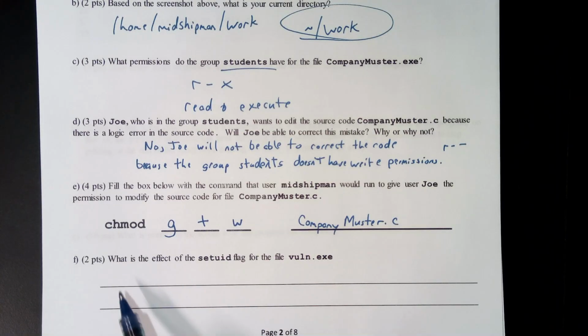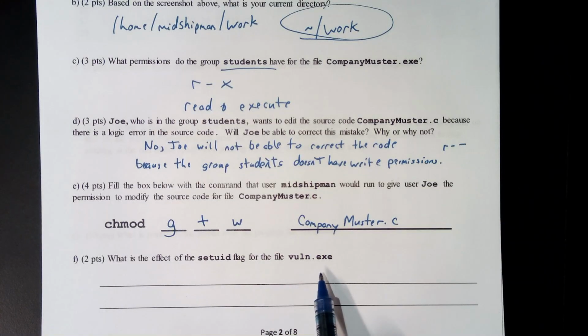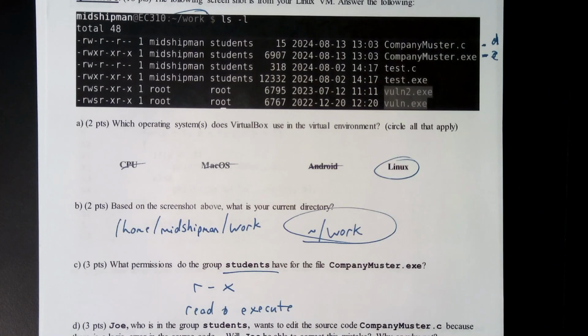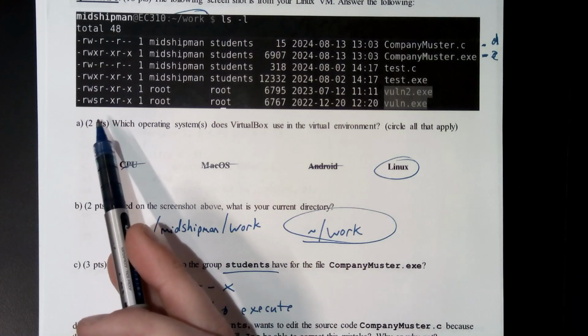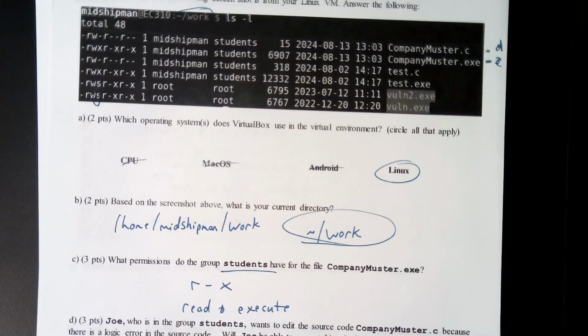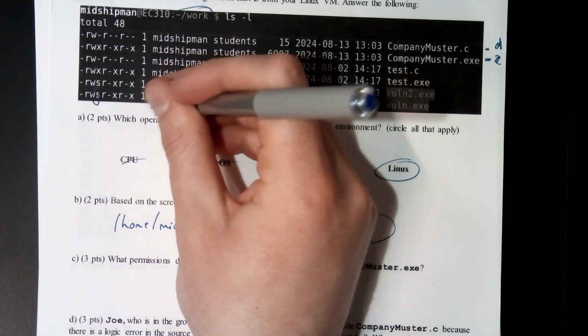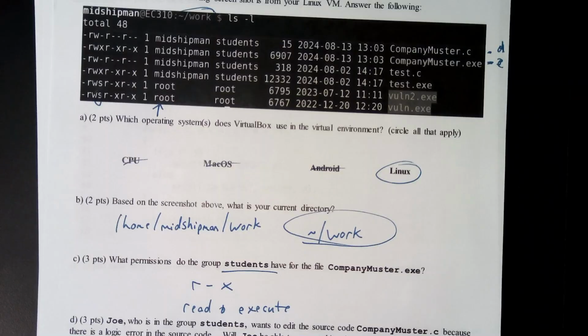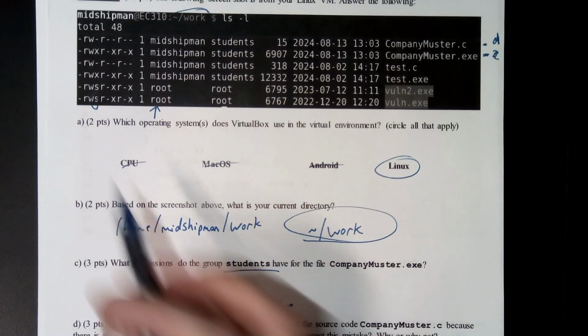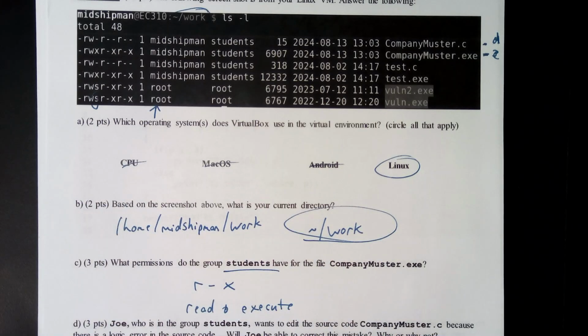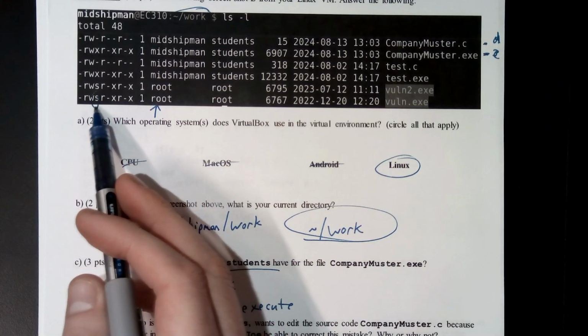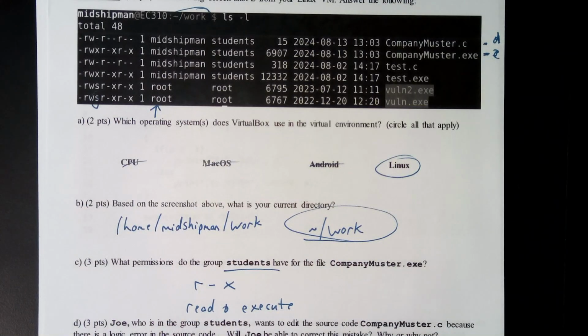What is the effect of the setUID flag for the file vuln.exe? If we look at vuln.exe here, it's listed as rws. That s here is setUID. That means when we execute that file, you become the user of that file, or the owner of that file, given how it's positioned here. It's with regard to the part of the permissions that it's set for. In this case, this is the owner permissions, so you become the owner if we have setUID for that.